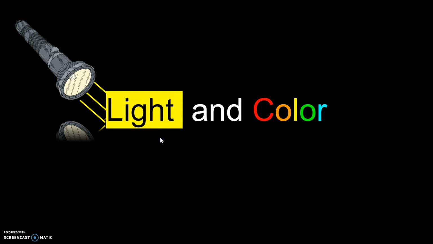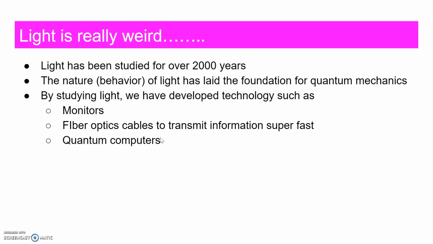Okay, so we're going to start our next unit, which is light and color. This is a fun unit. It's going to be a short unit, but it's fun. Talking about light and how we see color. Light is actually really weird. When we start talking about light and how it behaves on a quantum level, it is actually very interesting.